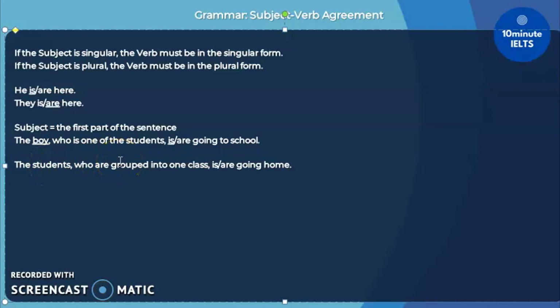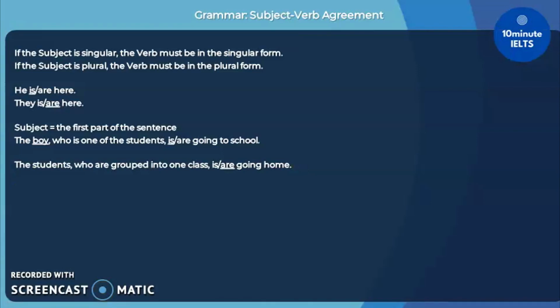Now remember what I said. Once you've identified the subject, ignore all the other words that come after it. And then identify, is it more accurate to say the students is or the students are? In this case, it's more accurate to say the students are. So that when we choose the linking verb, it should be the students who are grouped into one class are going home.